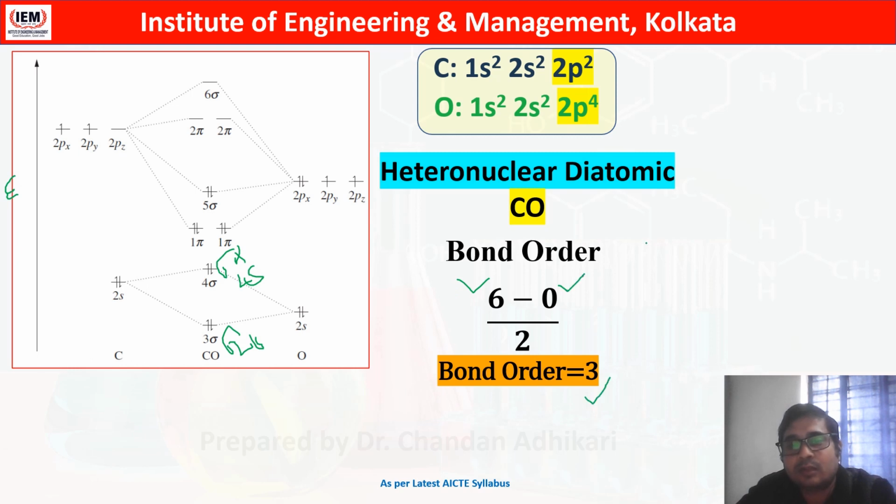Bond order is 3. That's why most of the time carbon monoxide is very, very stable and it has 3 bonds. Very difficult to break this one. That's why it's stabilized also.